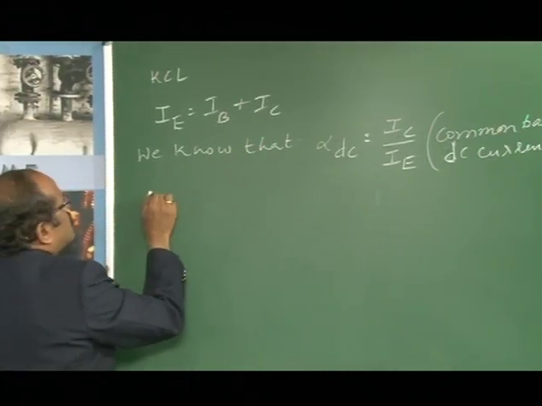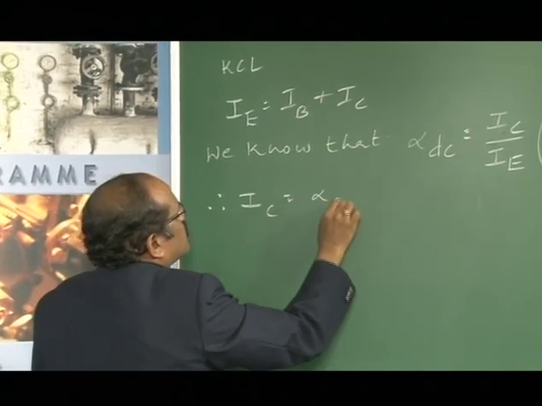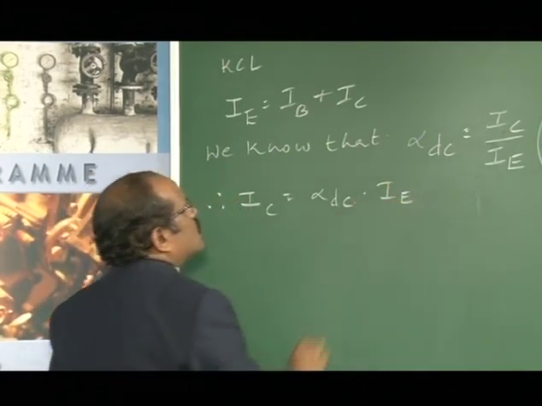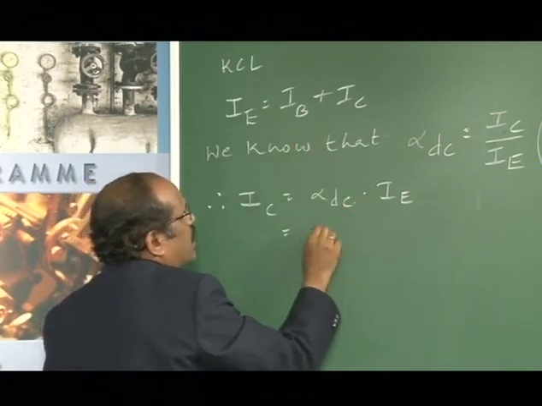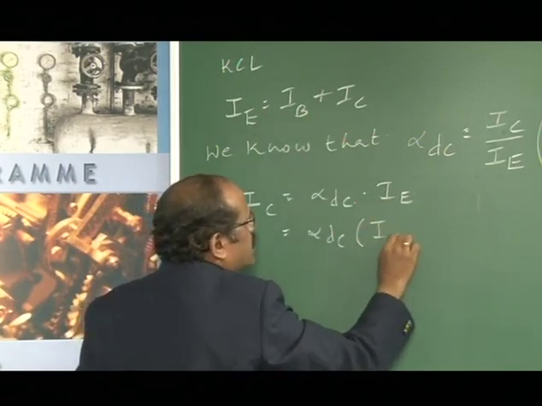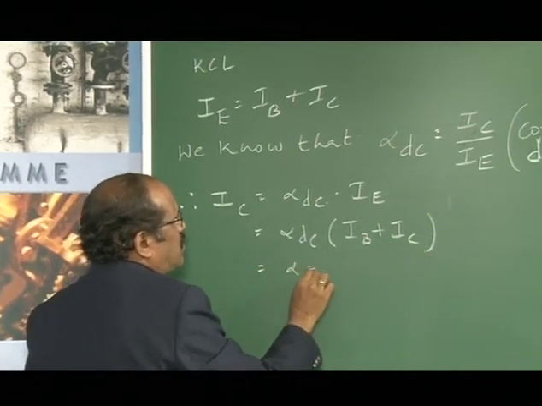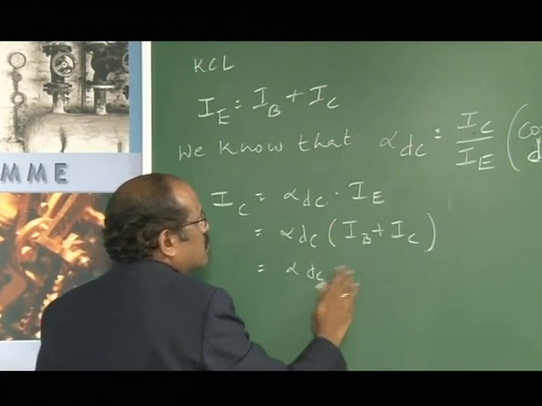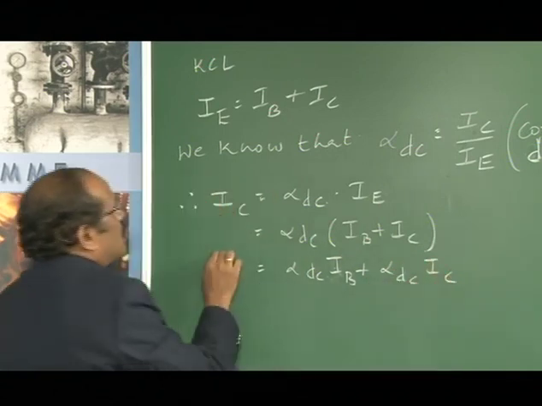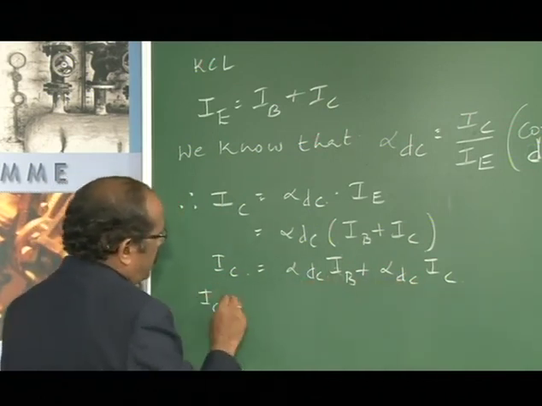So from this we can see that IC is equal to alpha DC, that is the DC current gain, into the emitter current here. If you substitute over here, what will I get? Alpha DC into IE. IE is nothing but the summation of the base current plus IC there. So from this I can write it as alpha DC into IB plus alpha DC into IC there. If I rearrange this equation, we'll get IC. So this term I can take to the left side.